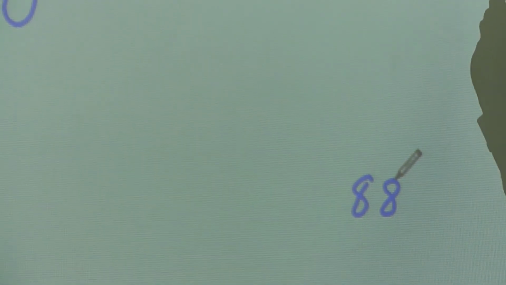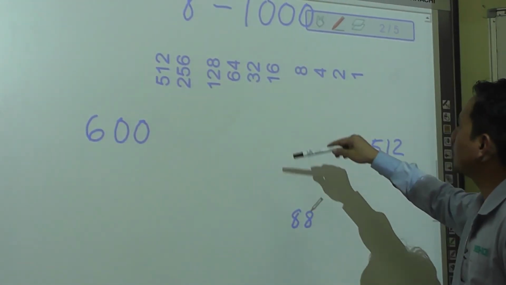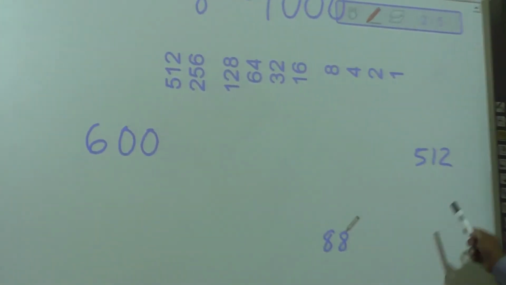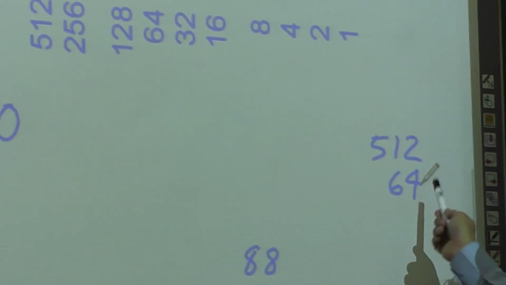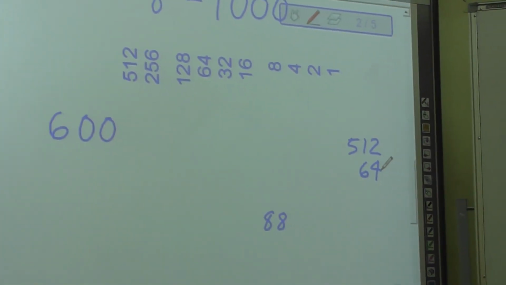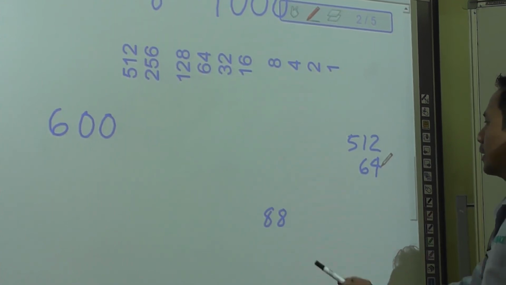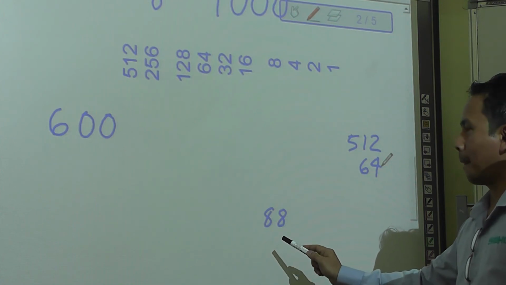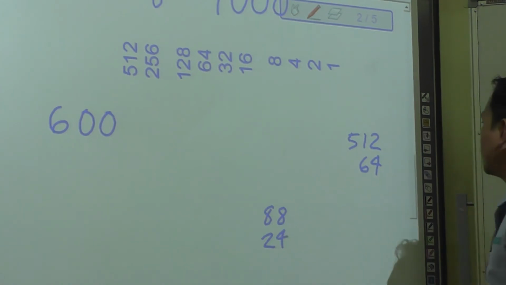Now, search for this 88. Look for the number nearest to 88. What do you see? So this is 64. So you write 64. So 88 minus 64. How much is 88 minus 64? 24. Okay, so we have 24.